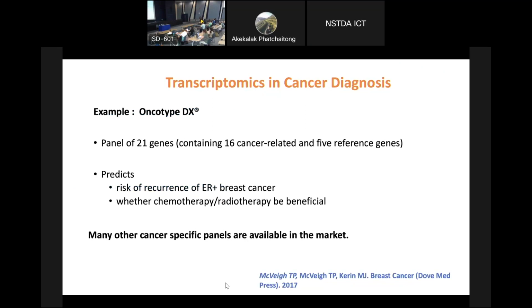Here's an example. Why would you want to go deeper in terms of cells? Here's an example of an application: cancer diagnosis. You can have a panel of 21 genes, maybe containing 16 cancer-related genes and 5 reference genes. You can use these panels if you know that these genes are good biomarkers, of course, on the risk of recurrence of ER-positive breast cancer, whether chemotherapy or radiotherapy would be beneficial, and maybe many other cancers can benefit from a panel like that. Here's an example, the Oncotype DX panel.